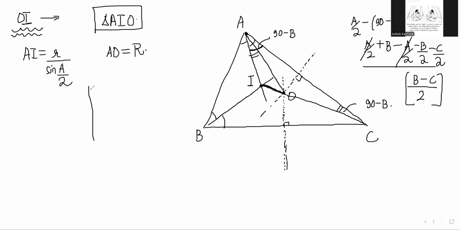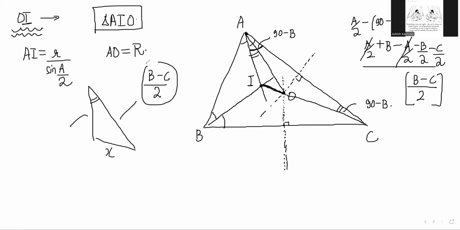In triangle AIO, I need this distance. I know this angle. It is obviously the cosine rule with angle cosine of (B minus C) by 2. Anybody who has read the book will be able to say this. This is not some magical method. It's an obvious thing.